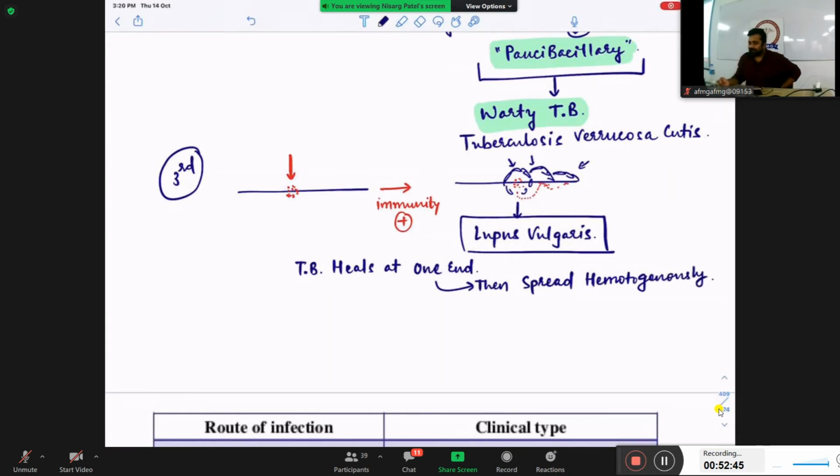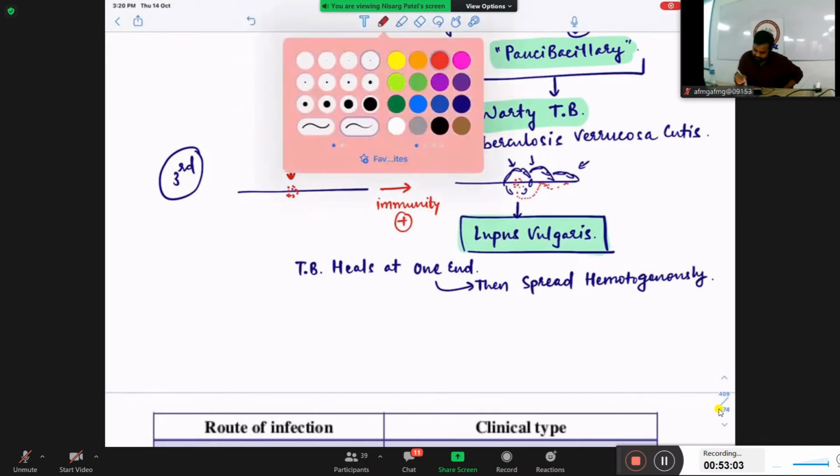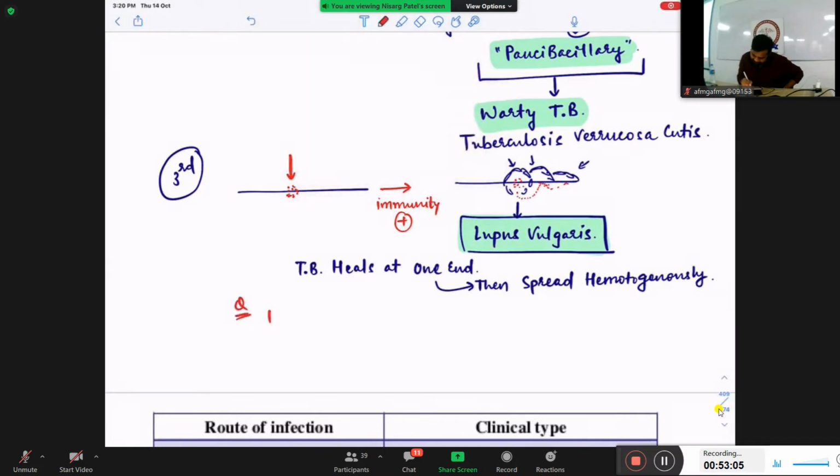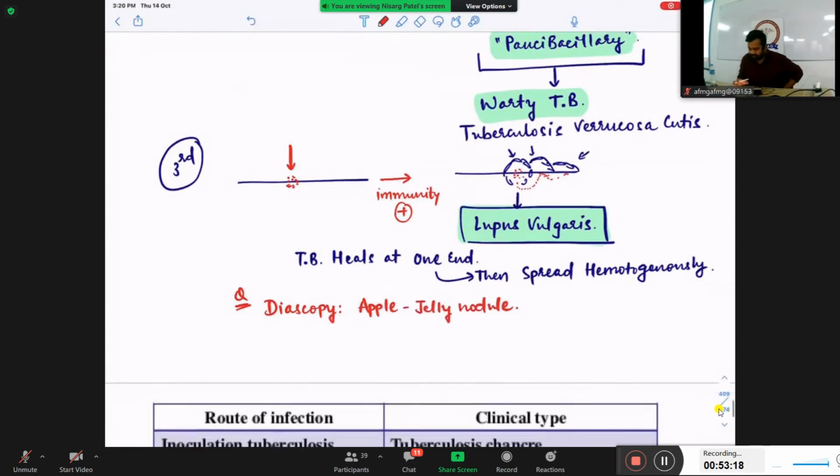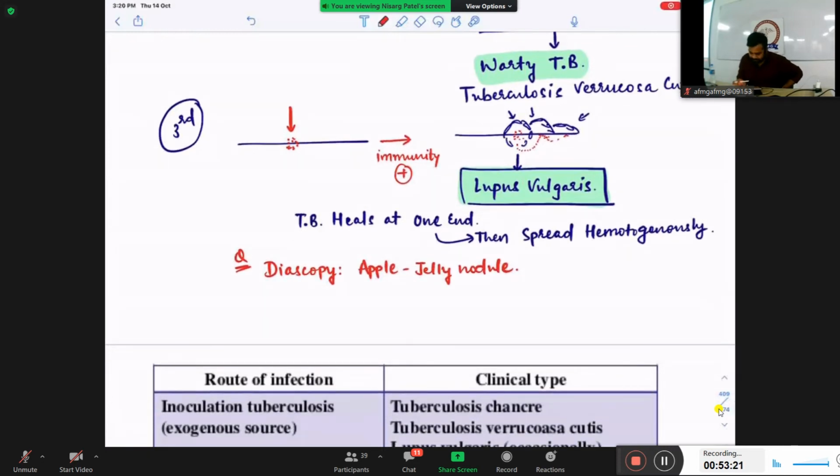Then spread hematogenously. हमने डायस्कोपी का एक फाइंडिंग लिखा था पहले. If you remember, in a diascopy, apple jelly nodule लिखा था हमने, right? So this is the important MCQ. If I see in a diascopy, it will give me the apple jelly nodule appearance.